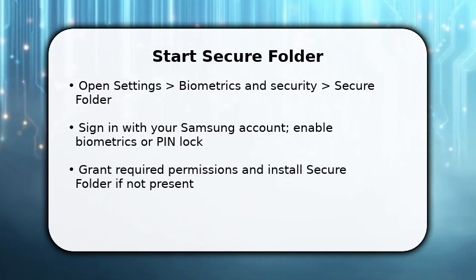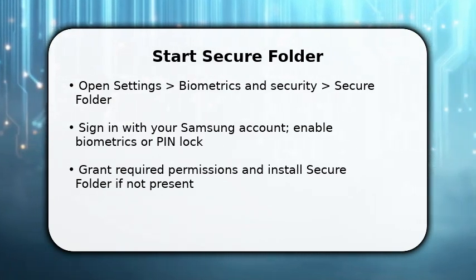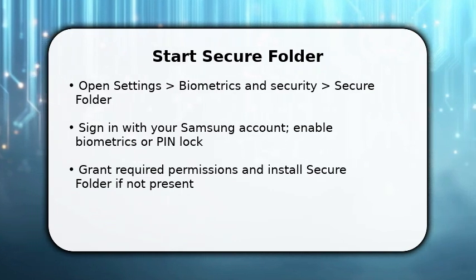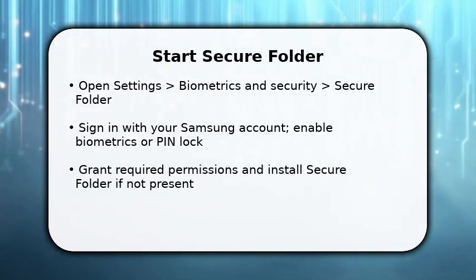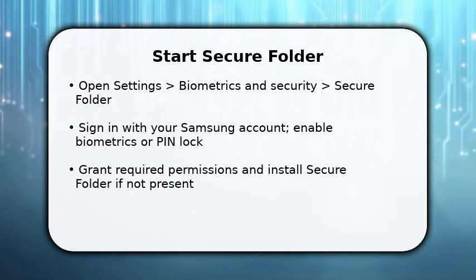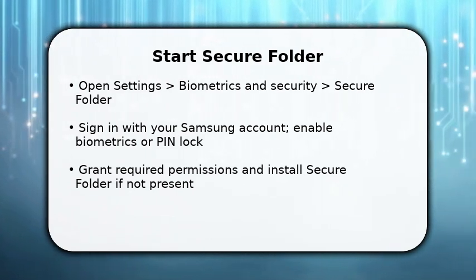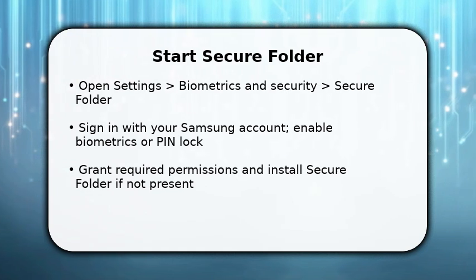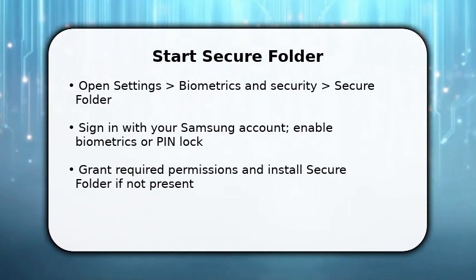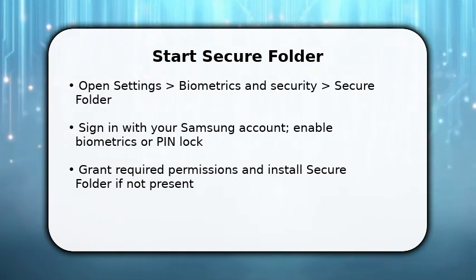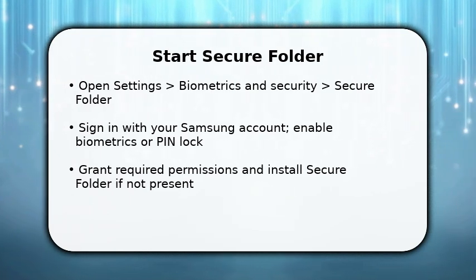Once signed in, choose a lock method: PIN, pattern, password, or biometrics, and enable it so only you access the space. Make sure to grant any permission prompts and install Secure folder if the phone asks. After this initial setup, Secure folder is created and visible in Apps and the notification shade, ready for the next step.